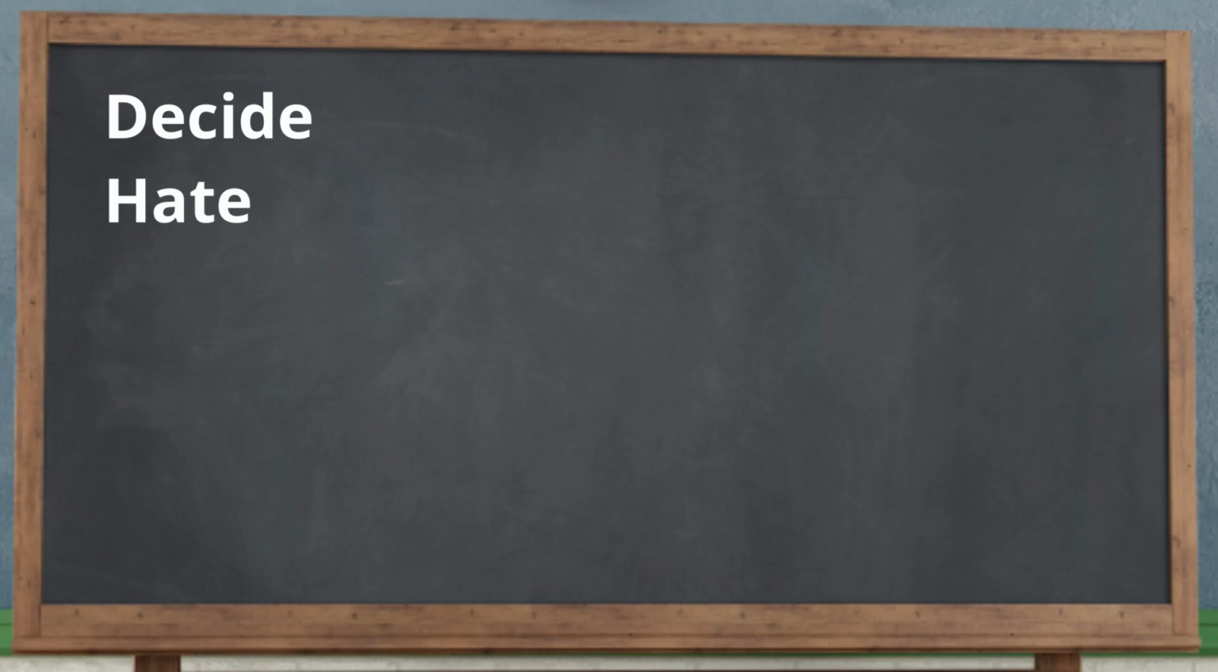Write 20 verbs on the whiteboard. They must each then use at least 10 of these verbs to create questions for their partner. For example, decide: When did you decide? Hate: What do you hate? Who loves you the most? What can you offer us?